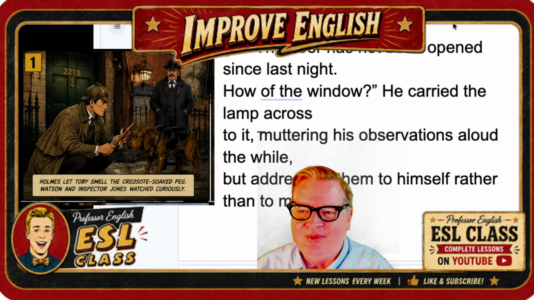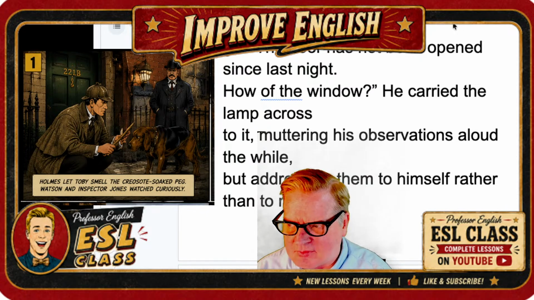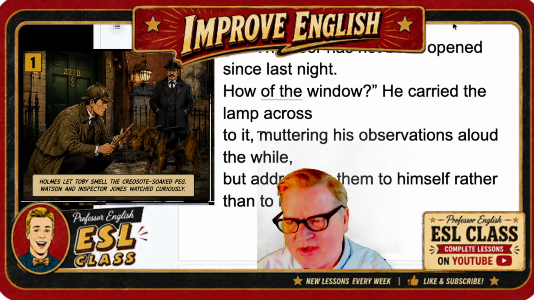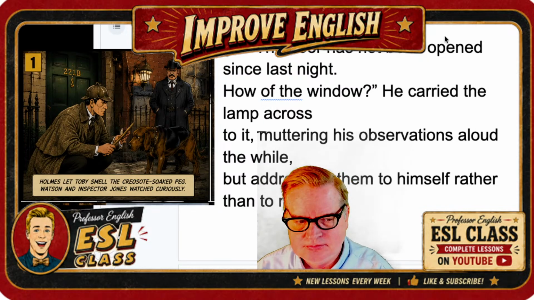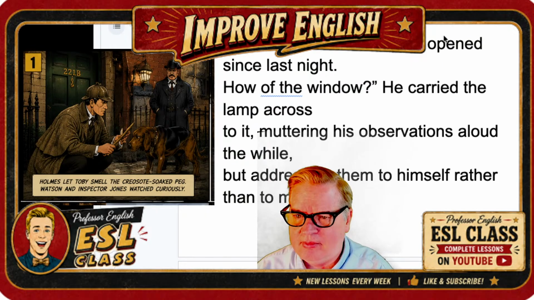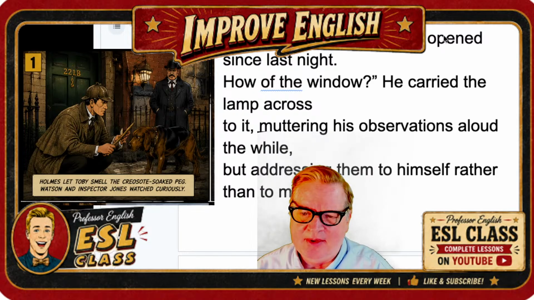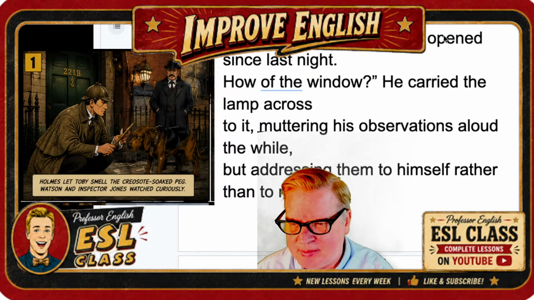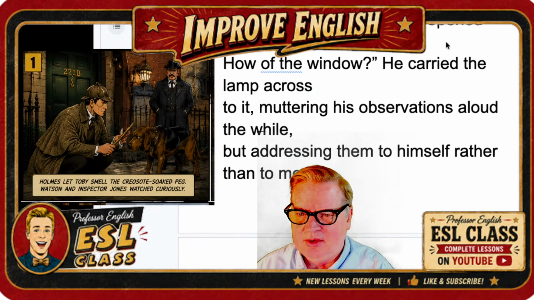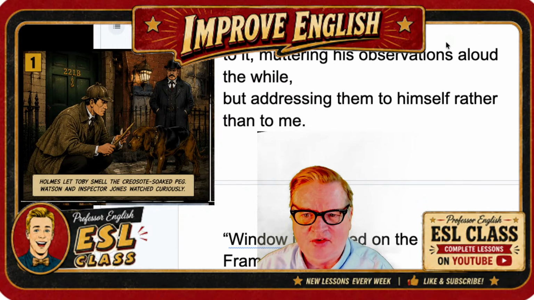"How of the window? He carried the lamp across to it, muttering." Muttering is when you talk under your breath. Usually it's like angry talking, but you can't really hear it. It's like talking to yourself. "Muttering his observations aloud." So he's not angry though. He's just talking to himself, making observations, but addressing them to himself rather than to me.